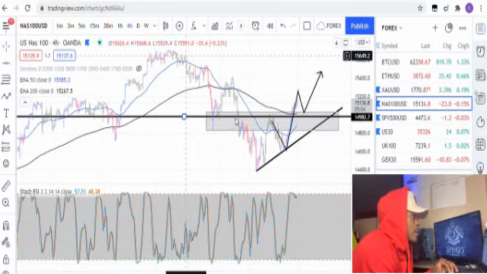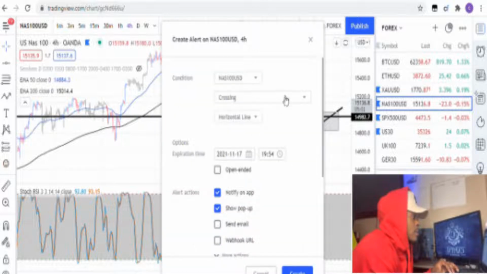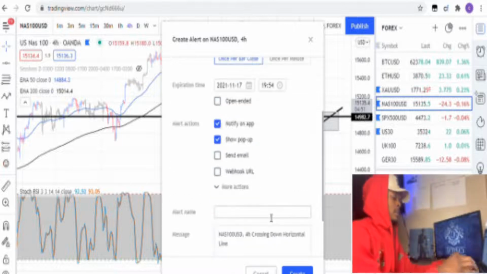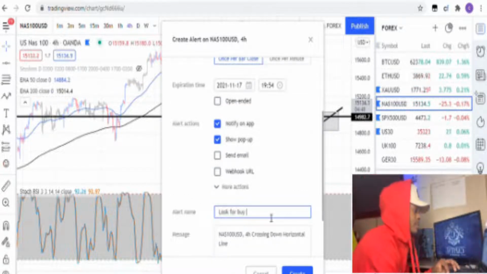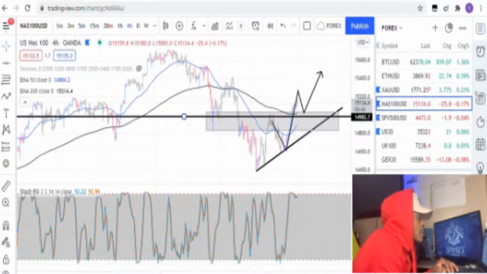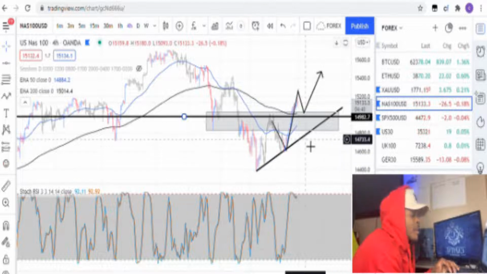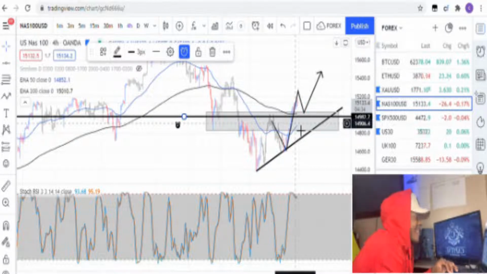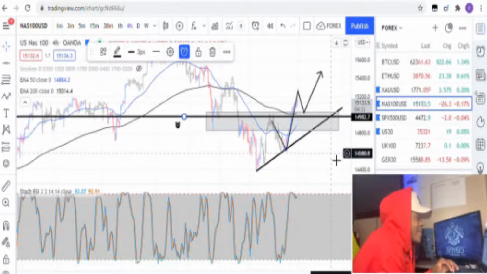Let me set an alert. We'll do once per bar close. And look for buy. That simple, guys. It's that simple, for real. Well, no, it's not that simple. It is not that simple. It took some time to learn this.